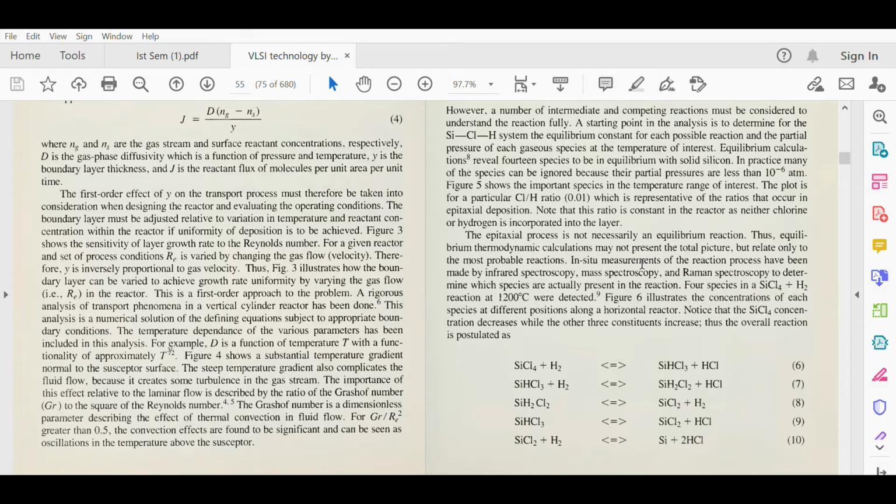Okay, four species in a silicon tetrachloride plus H2 reaction at 1200 degrees centigrade were detected. Figure 6 illustrates the concentration of each species at different positions along a horizontal reactor. We will see figure 5 and figure 6 together on the next page. Notice that the silicon tetrachloride concentration decreases while the other three constituents increase.